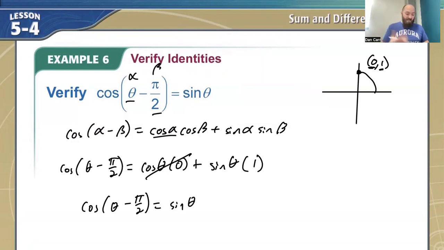Okay, and that's it. We just proved something that seems like common sense from before, but sometimes that's what happens with proofs. We're just showing something is absolutely true.